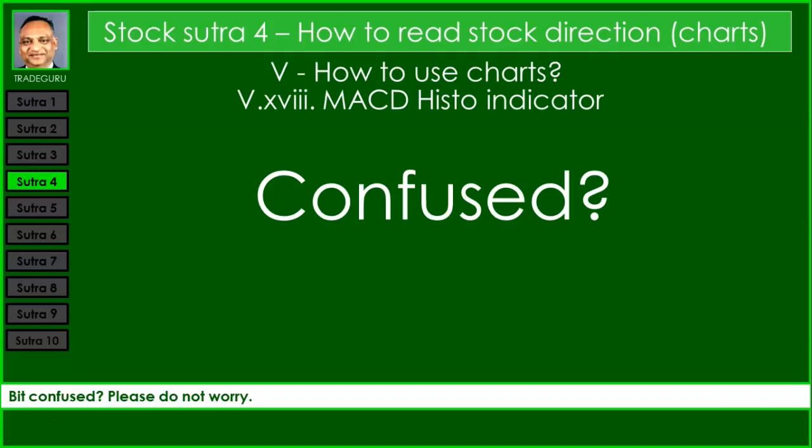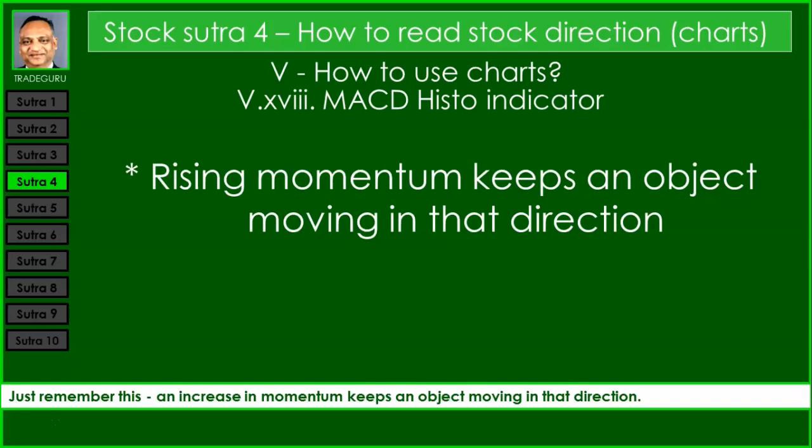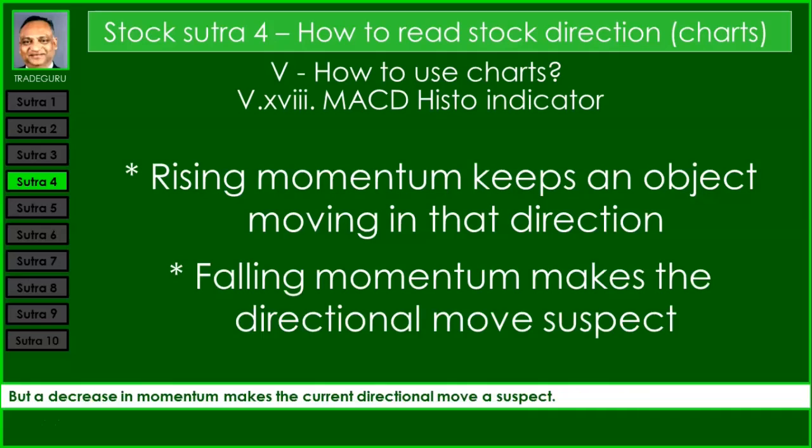Bit confused? Please do not worry. Just remember this. An increase in momentum keeps an object moving in that direction. But a decrease in momentum makes the current directional move a suspect. The object can either start moving slowly or even reverse its direction.